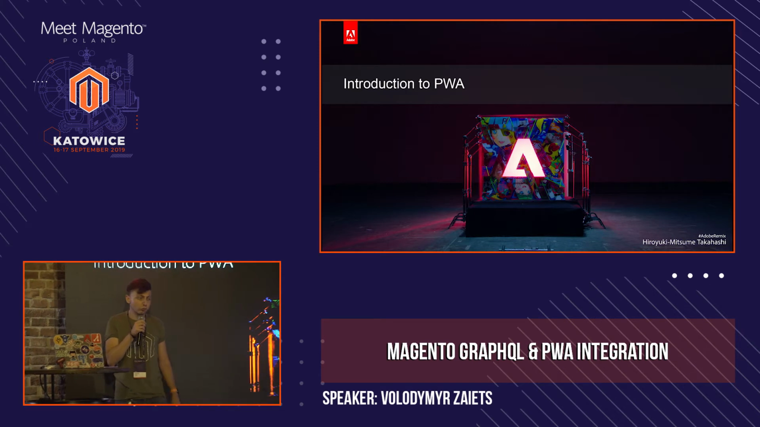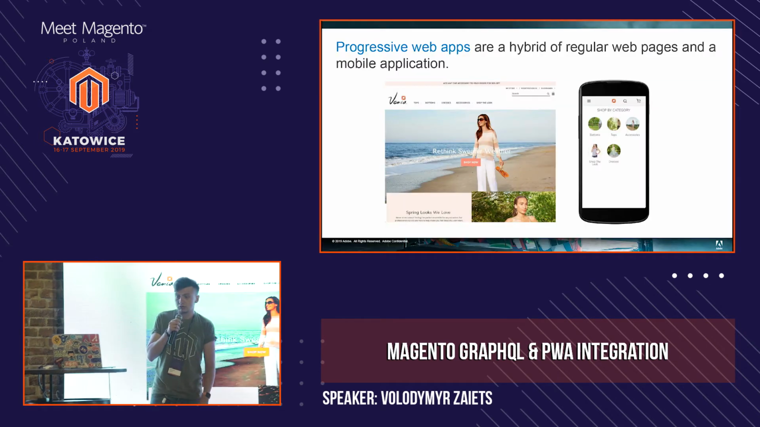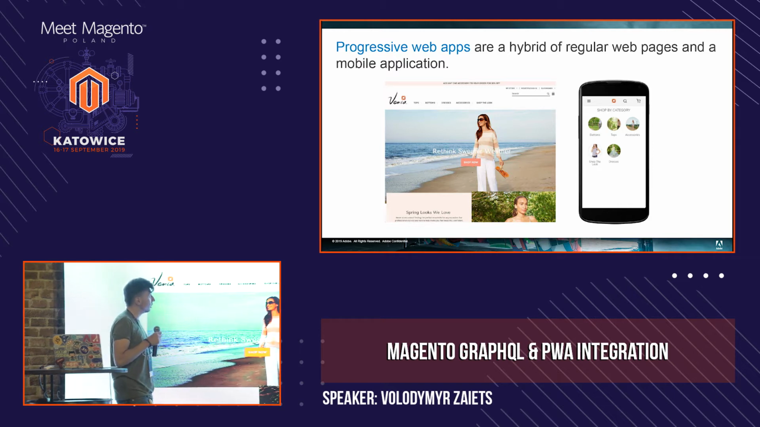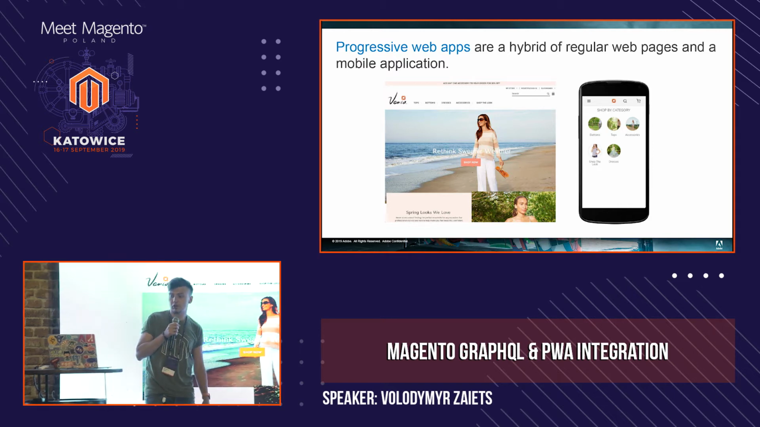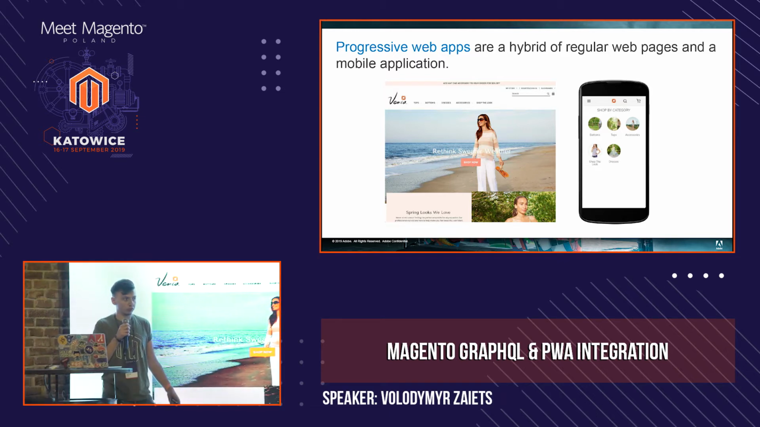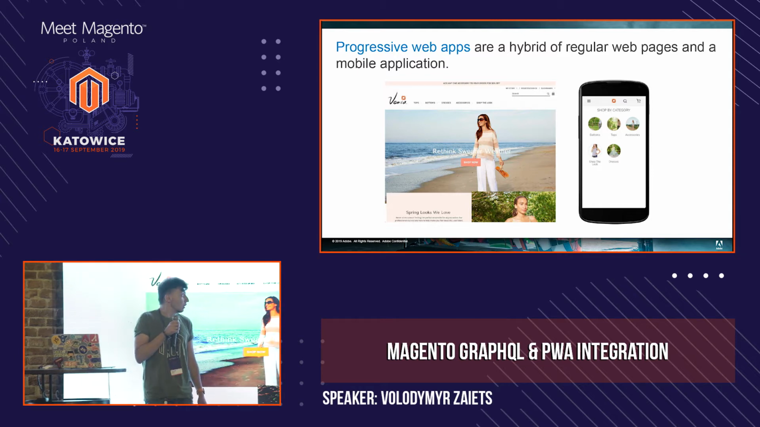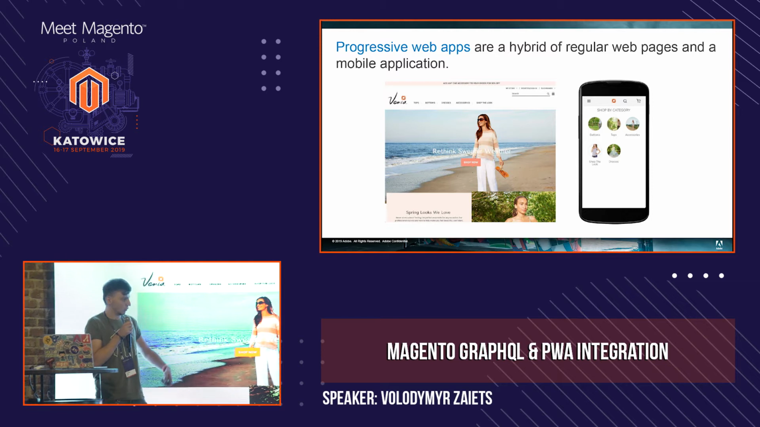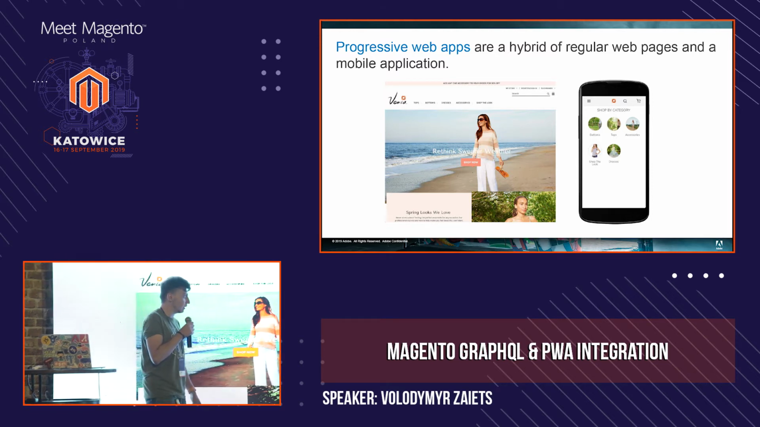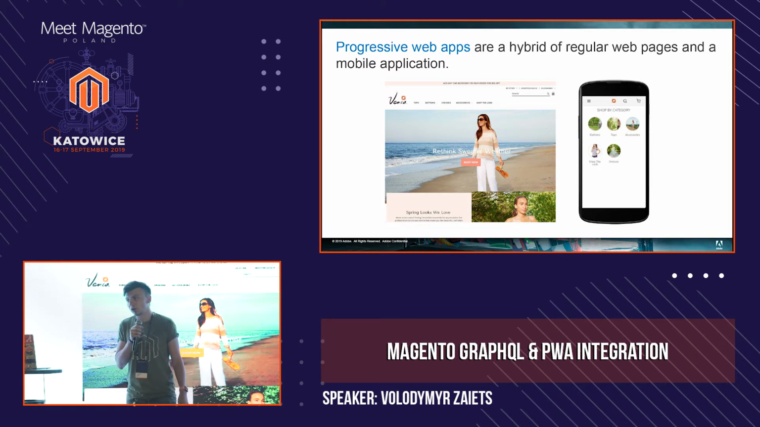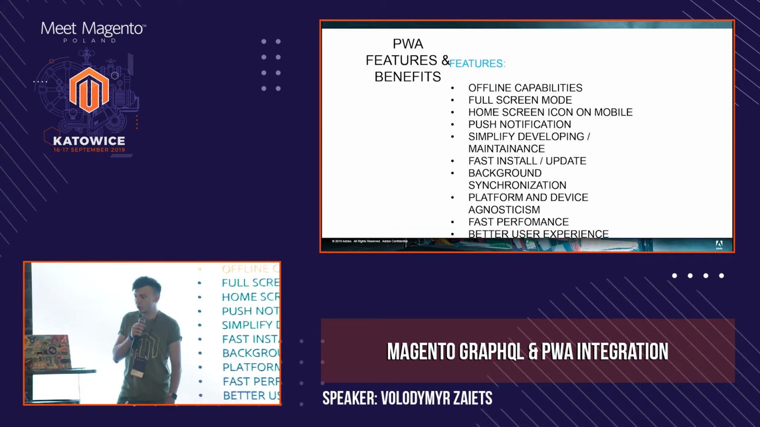So let's start with PWA. And first of all, let's describe what PWA is. PWA, progressive web applications, are a hybrid between general web pages and mobile applications. What does it mean? In general, it's a web application, but it has a lot of the features of native applications. So let's describe these main features.